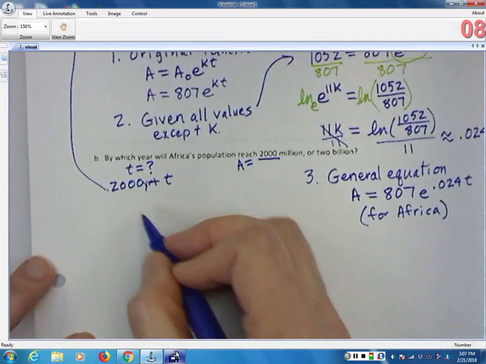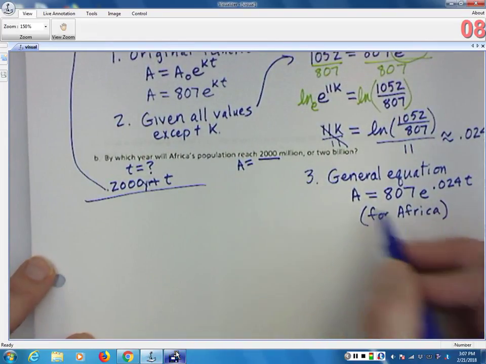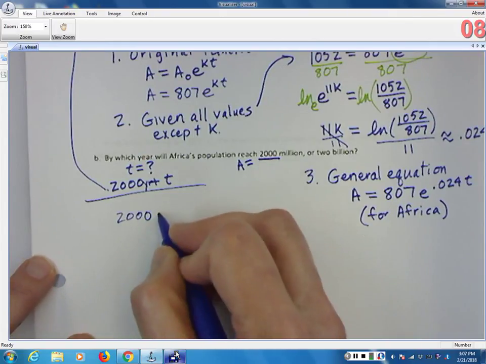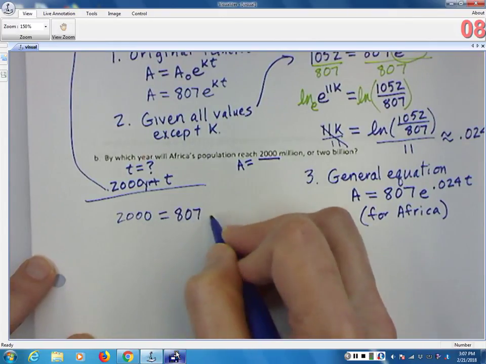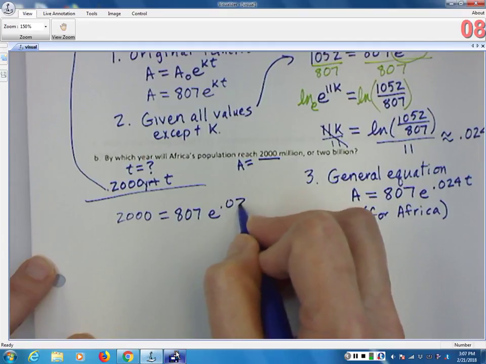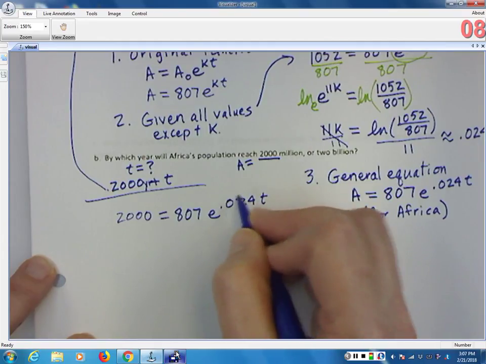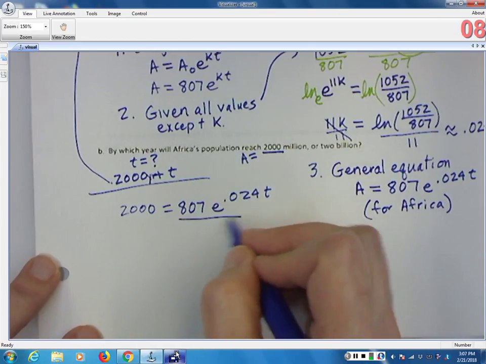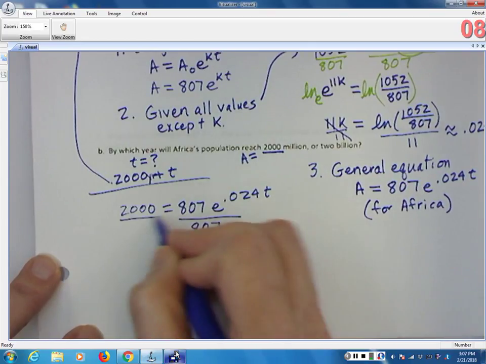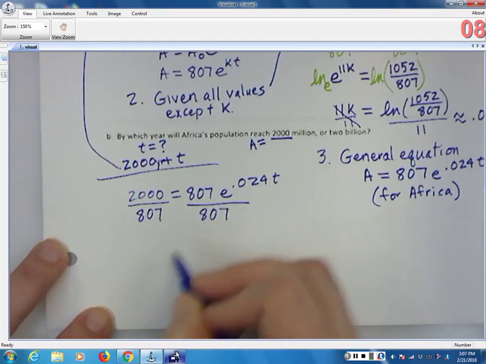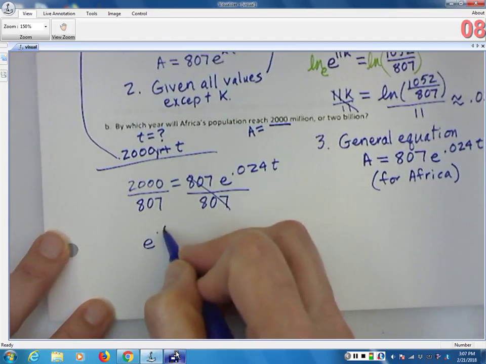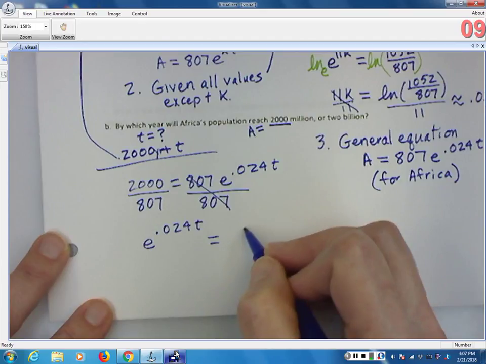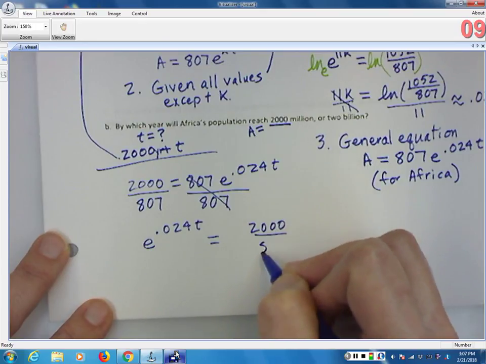Okay, so here's our equation. A is 2000 equals 807 e to the 0.024 t. We can solve for t. We get this by itself, so we divide by 807. We have e to the 0.024 t equals 2,000 divided by 807.